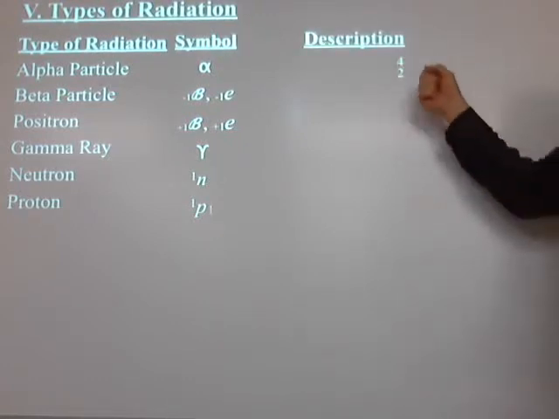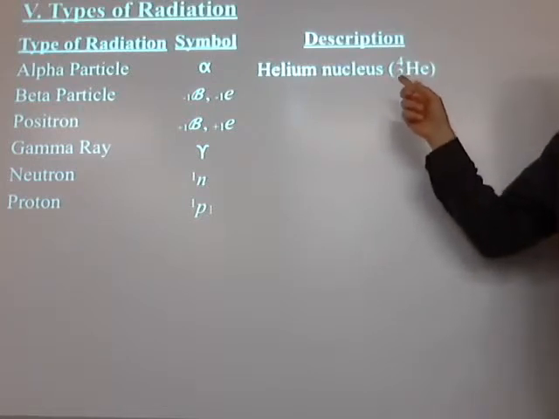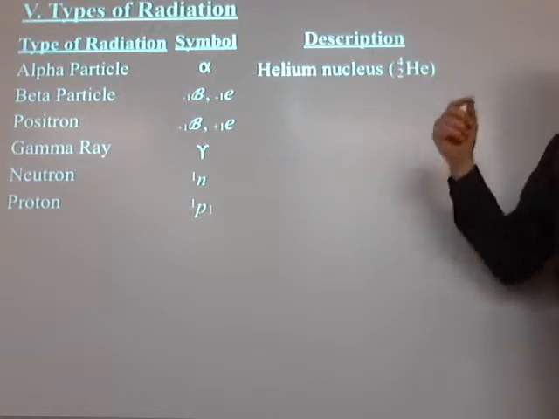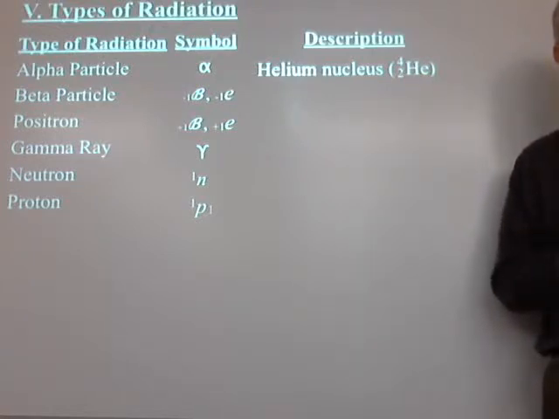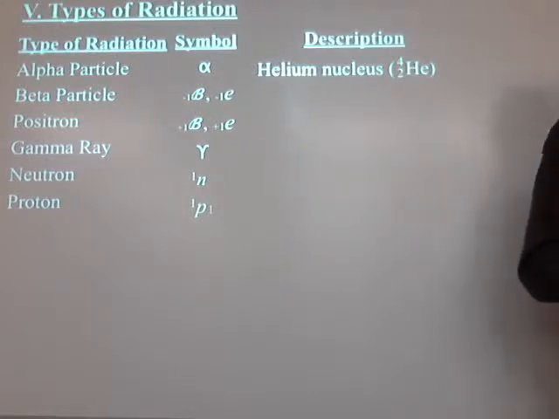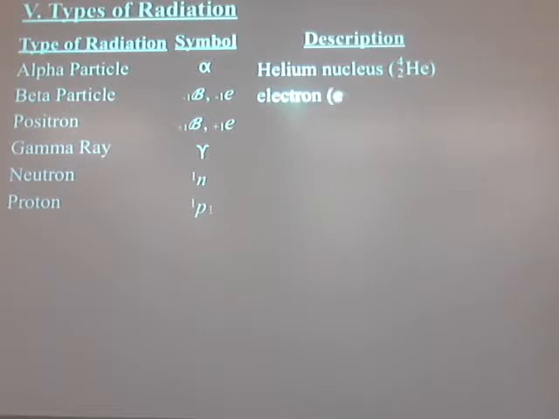The alpha particle is just a helium nucleus. Helium nucleus, 4, 2, means it has how many protons and how many neutrons? 2 protons, 2 neutrons. Not 2 protons and 4 neutrons. I hate when people do that. 2 protons, 2 neutrons.